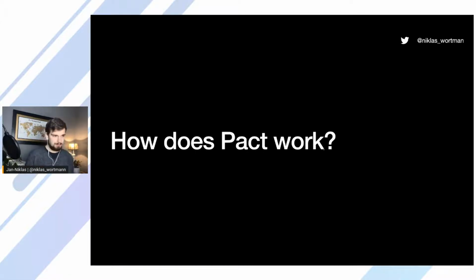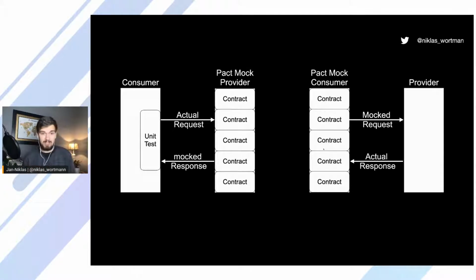How does Pact now work? I'm a consultant. I have sophisticated graphics here. So let's take a quick look at this. Let's start on the consumer side this time. On the consumer side, we have a unit test written down. And within this unit test, we spin up a Pact mock provider. And we fill all our contracts in there so that the Pact mock provider can take a look at the specified requests and responses and act accordingly. Therefore, our consumer sends the request like it would in a normal business flow. It sends out an actual HTTP request. And the Pact mock provider now takes a look at this request. And if it matches the specification, then it will return the mocked response according to how it's specified.